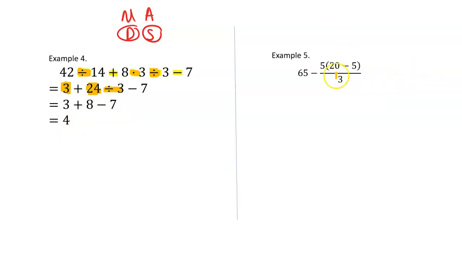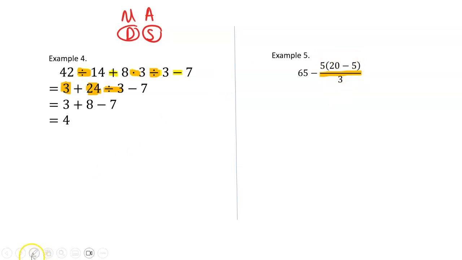All right, in the next example, we also see this horizontal line, which represents division. And remember, in this case, whenever we see this symbol, we treat the top and the bottom as inside a pair of parentheses. So let's work out the top. The bottom is very simple. It's just a number, so there's nothing to work on. But let's work out the top.